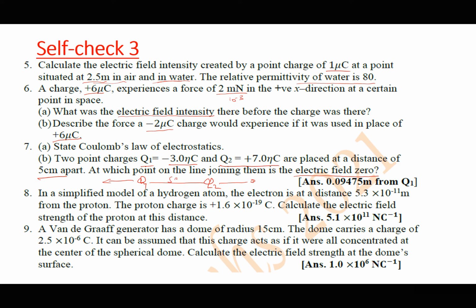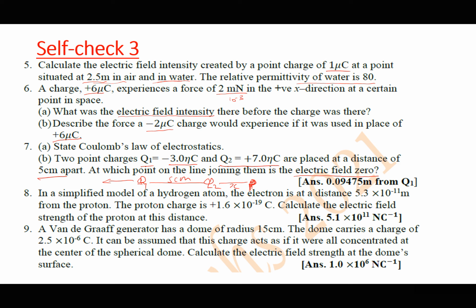If the distance between them is 5 centimeters, then you can add x and put a point P where E is 0. Then you can now find E due to Q1 from P, E due to Q2 from P, and then you solve, you find x.